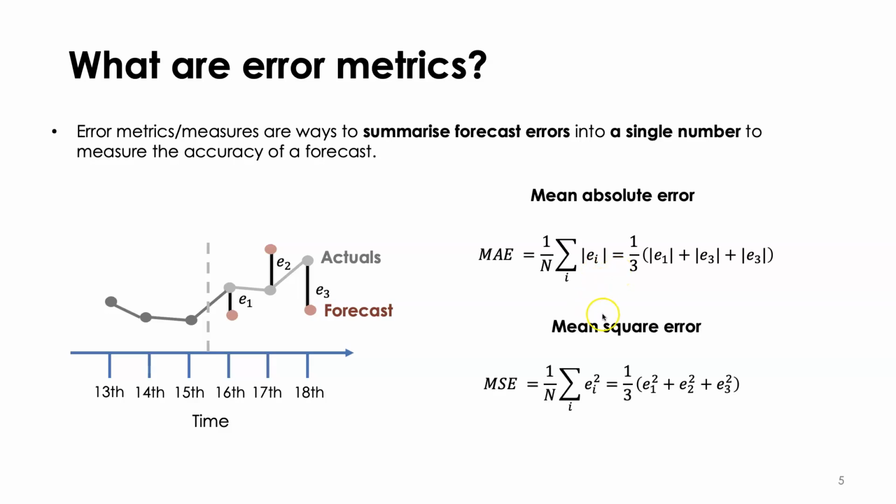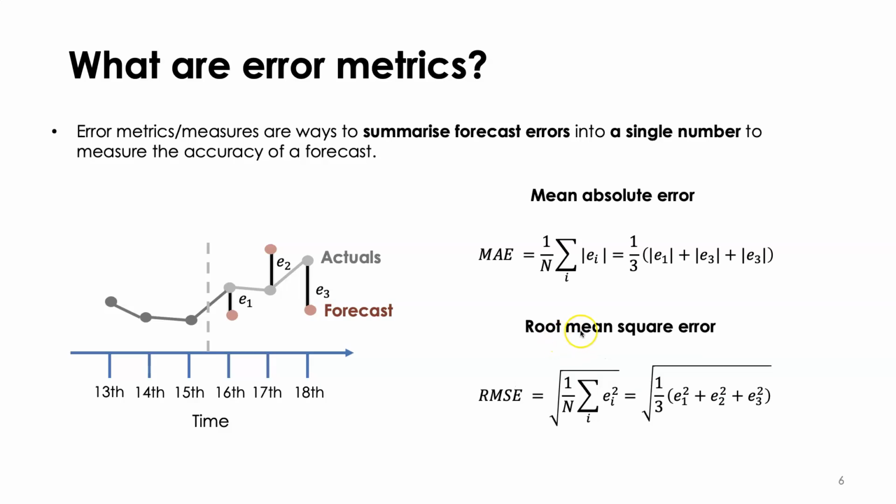Alternatively, we could also square the error to make it positive, and so then we could average the squared errors, and this gives us the mean square error. Now the only issue with this is the scale of the mean squared error will be different to the scale of the time series. If the time series is measured in dollars, then the mean squared error would be measured in dollars squared, and so it's typical to take the square root of the mean squared error so that we get a metric which is on the same scale as the original time series. And this creates the root mean squared error.